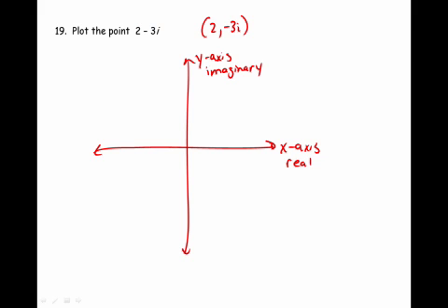So we want to graph this just like an x and a y. The real part is 2, so I'd want to go to positive 2 on my real axis. And my imaginary part is negative 3i, so then I'd want to go down 3. So this point right here is 2 comma negative 3i. That's how you'd graph it, or that's how you'd pick it out on a multiple choice test.